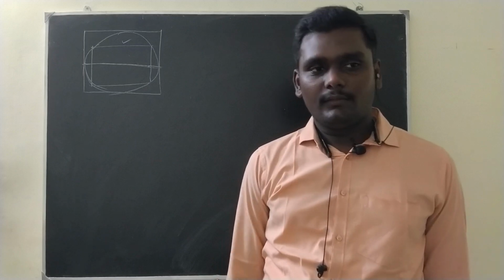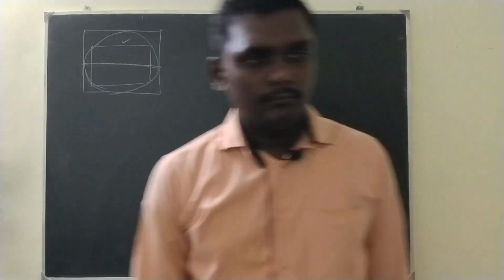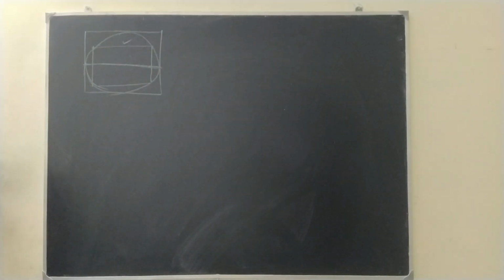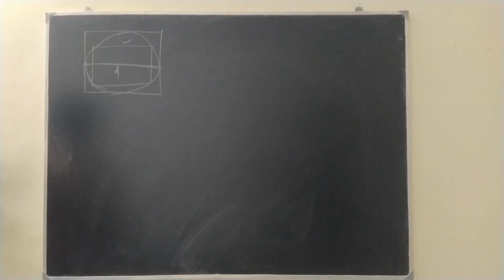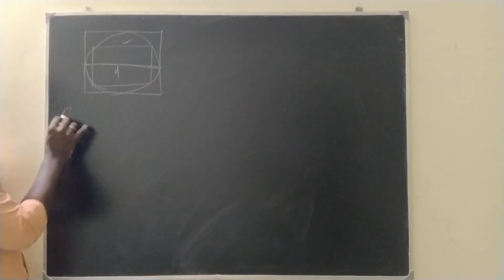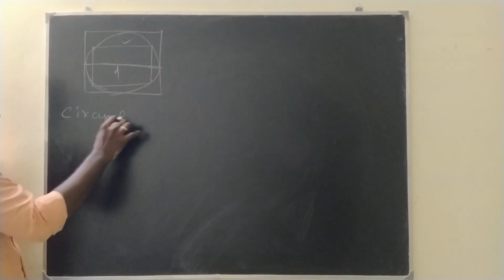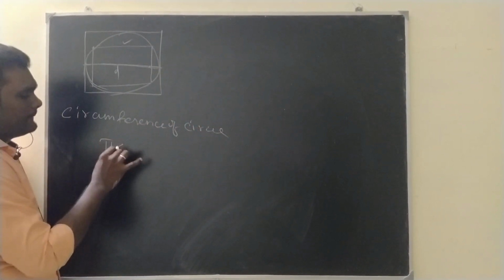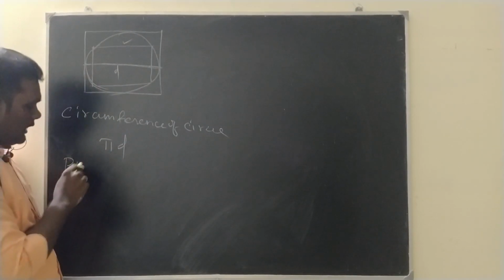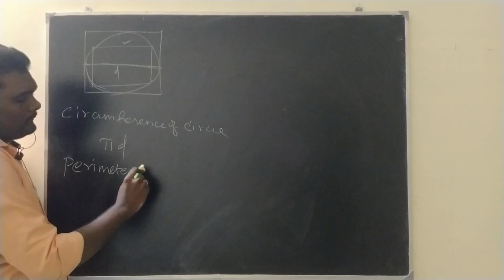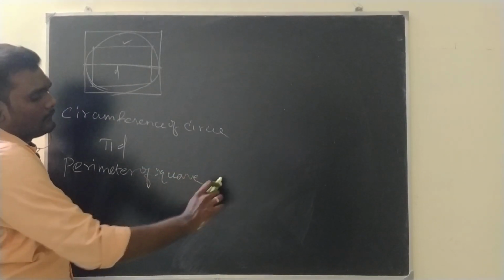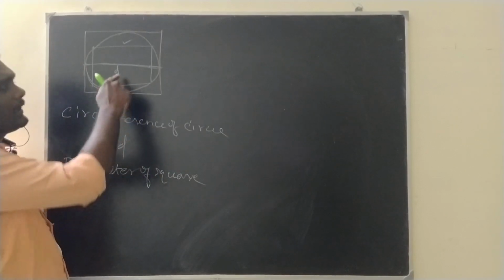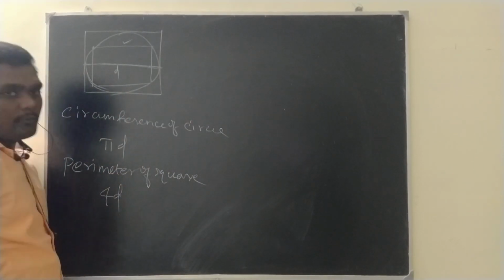Just compare the formula, that's enough. Whether the circle has the largest perimeter or the square has the largest perimeter. Let us take the diameter as d. Then the circumference of the circle is pi d. Now the perimeter of the square: the side of the square is d, so the perimeter of the square is 4 times d.